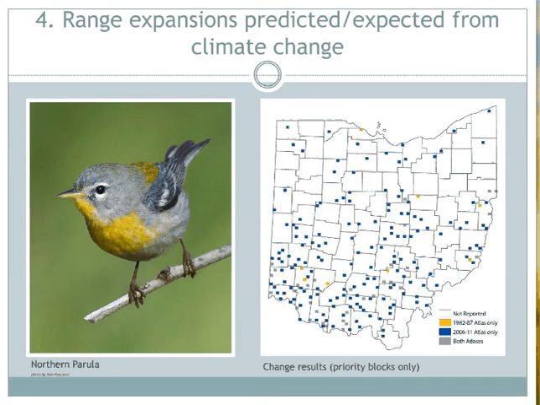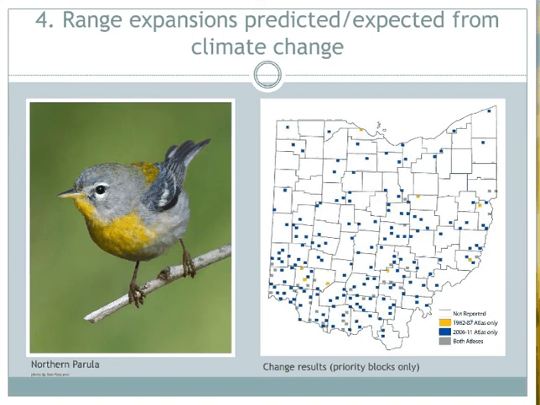All right, back to the good stuff. So we see a number of range expansions in the state. Some of these we might expect under scenarios such as global climate change. Others are presenting sort of an interesting picture, like the northern parula here. This is a species that's really become kind of the poster child for the atlas. We're seeing a huge movement of parula into the state during the second atlas.